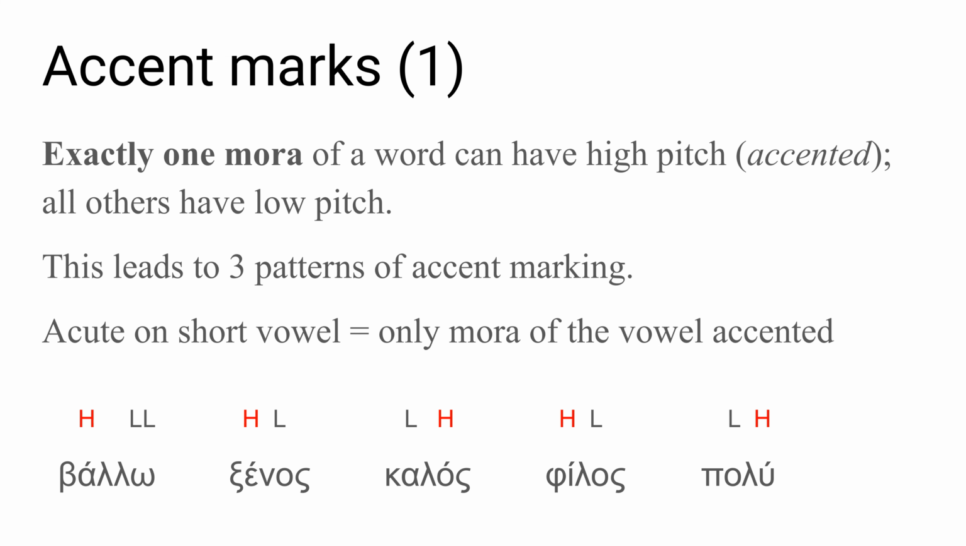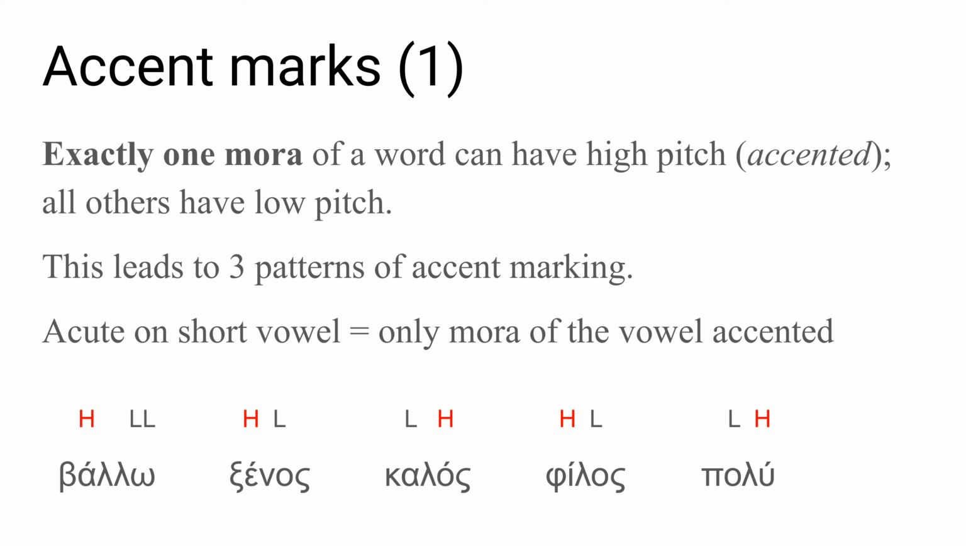Now that we know what a mora is, the basic rule of Classical Greek pitch accent is very simple. Exactly 1 mora of a word can have a high pitch, and we call that mora accented, and all the others have low pitch. And depending on the length of the vowel that the mora is a part of, we have 3 different patterns of accent marking.